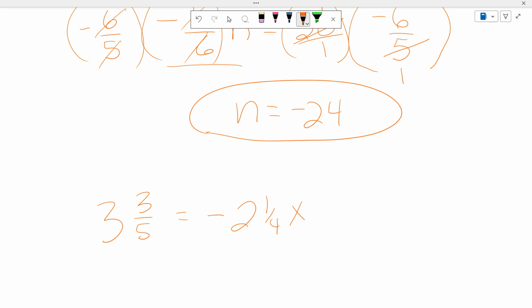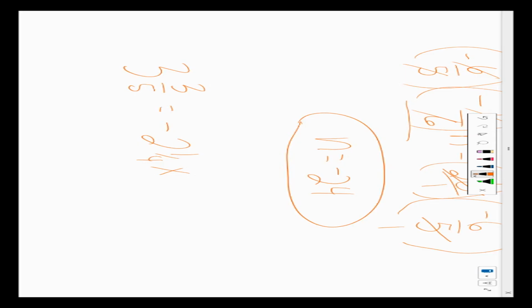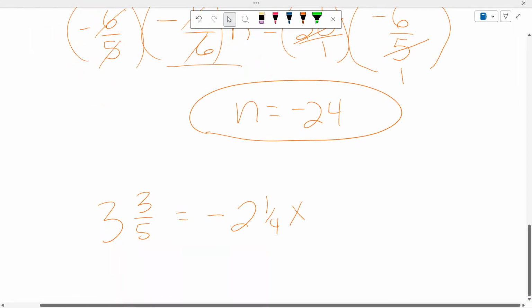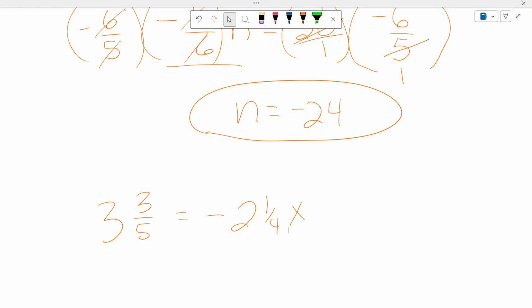3 3/5 equals -2 1/4 x. Now, if you want, you could divide by 2 1/4 on each side. You could do this on a calculator because the number next to x is negative 2 1/4. So you could divide by a negative 2 1/4. That's still usable, Blake. Section C.